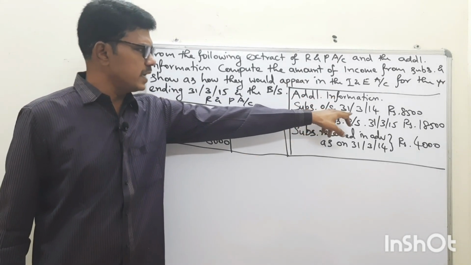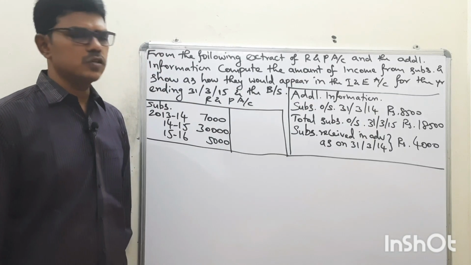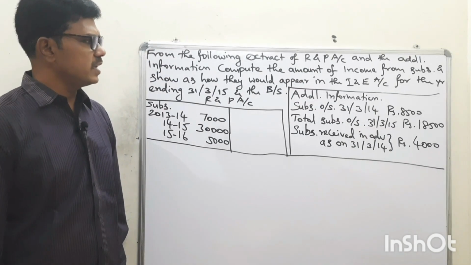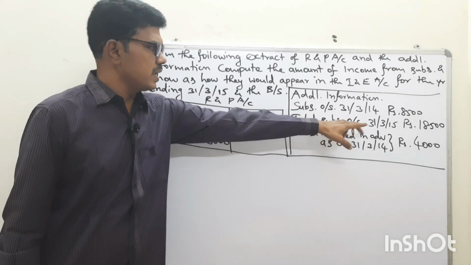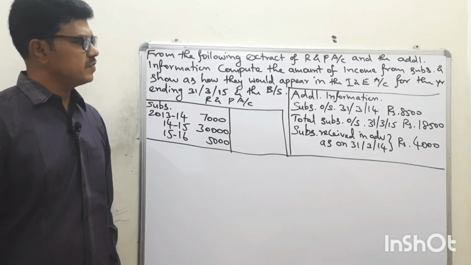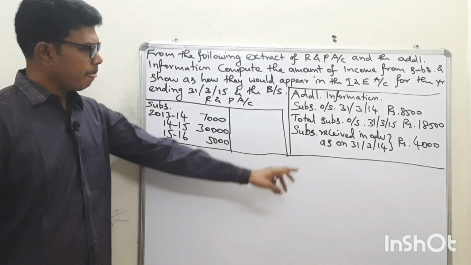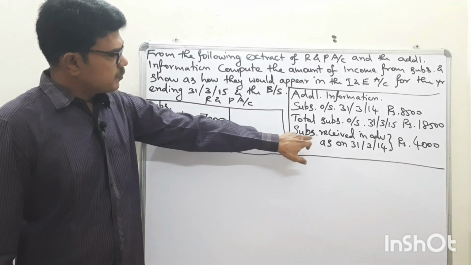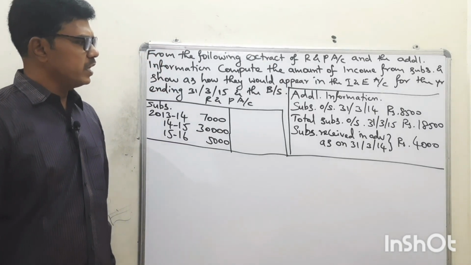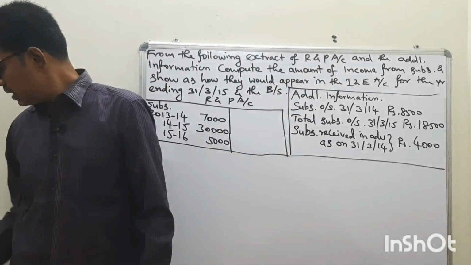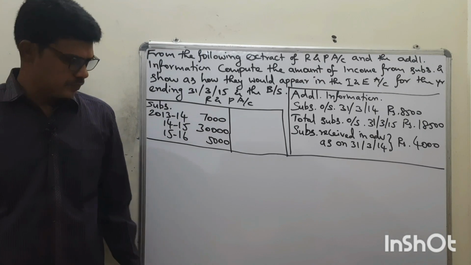Apart from that, they have given us some additional information. Subscription outstanding on 31st March 2014 is 8,500. Total subscription outstanding on 31st March 2015 is 18,500. And subscription received in advance as on 31st March 2014 is 4,000. These are the particulars they have given to us.